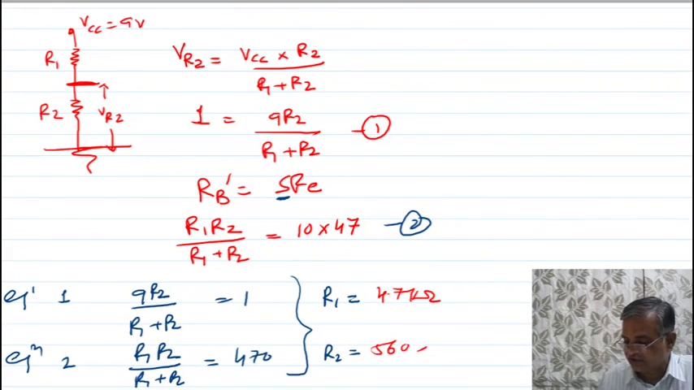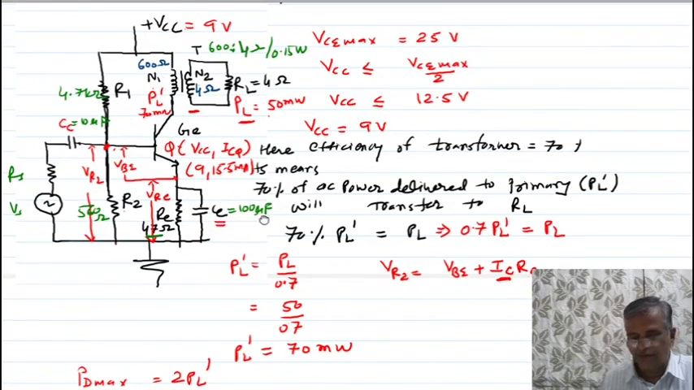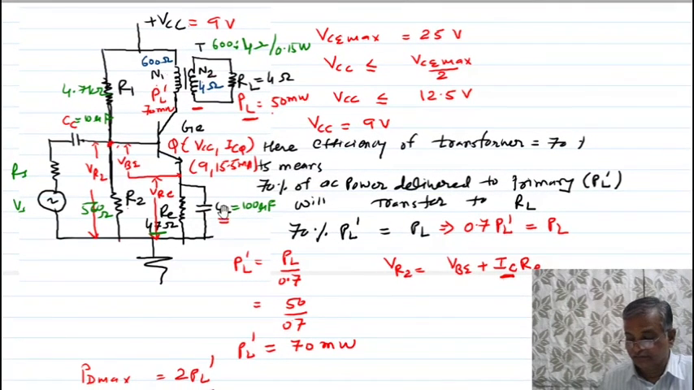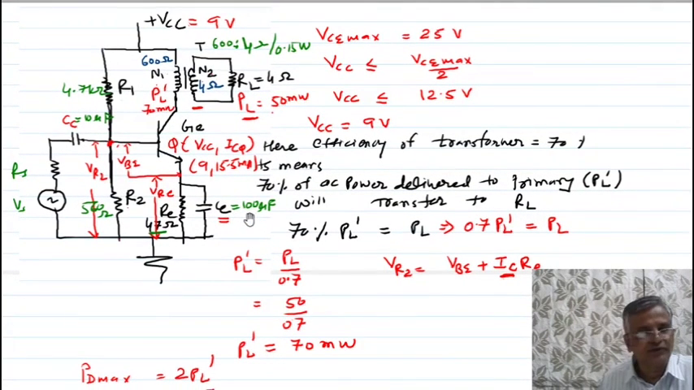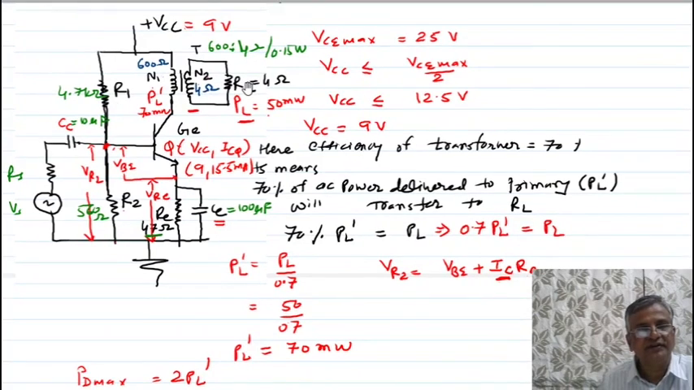This is a 560 ohm value of R1. The value of R2 we have calculated. R is what they have given. C we have taken 100 microfarad. If I want to go in detail, you can go in detail by selecting the value of the lower cut-off frequency. But remember, for now you can take of the order of 100 microfarad. This 10 microfarad, this we have already calculated.